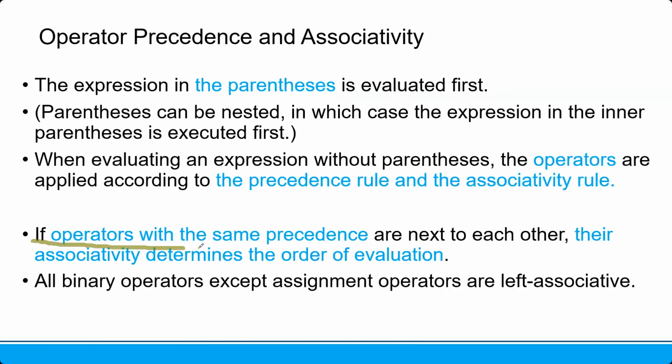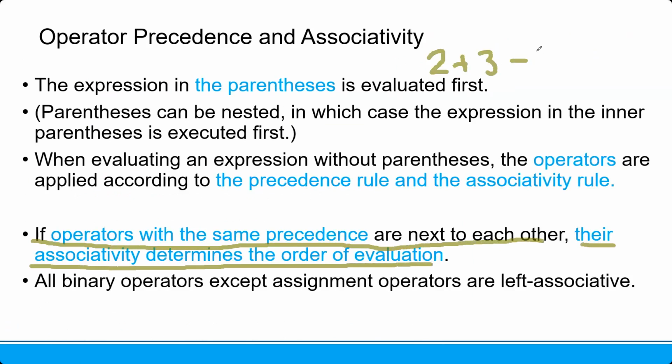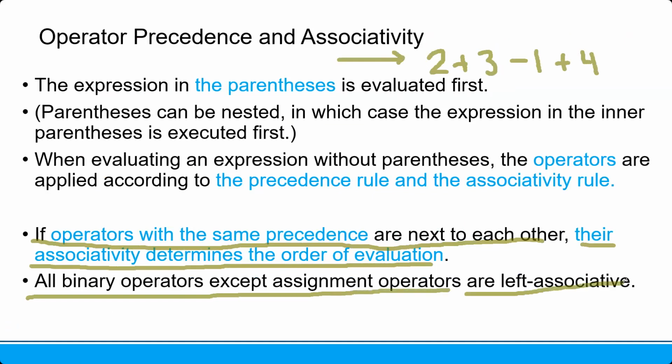So if operators with the same precedence are next to each other, their associativity determines the order of evaluation. So if we have 2 + 3 - 1 + 4, because we know plus and minus are in the same order, then we will just check the associativity from left to right. All binary operators except assignment operators are left associative.